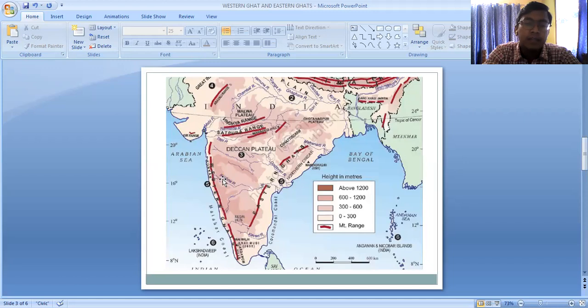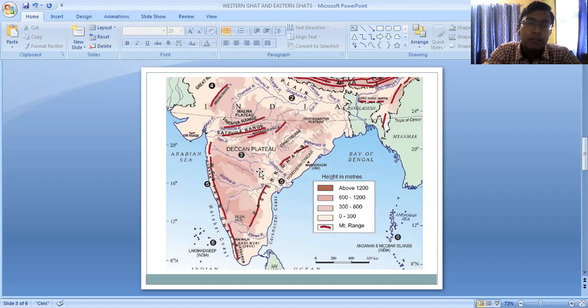Two famous peaks of the Western Ghats are the Anaimudi and the Doda Beta. That means in the Western Ghat, two highest peaks are there, one is the Anaimudi and the other is the Doda Beta. Whereas in the Eastern Ghat, only one highest peak is there, known as the Mahendragiri.